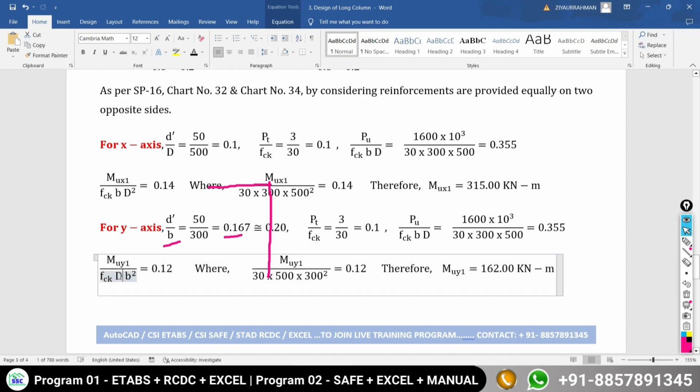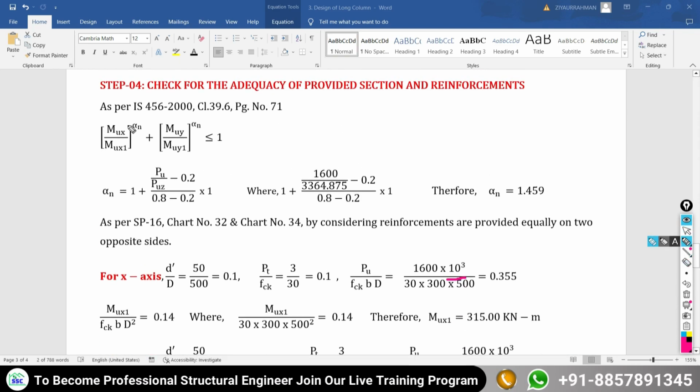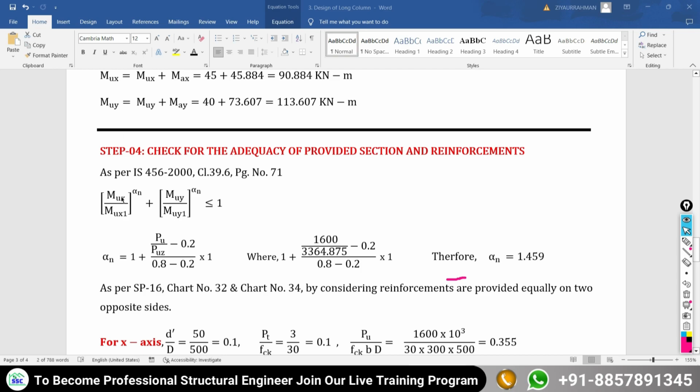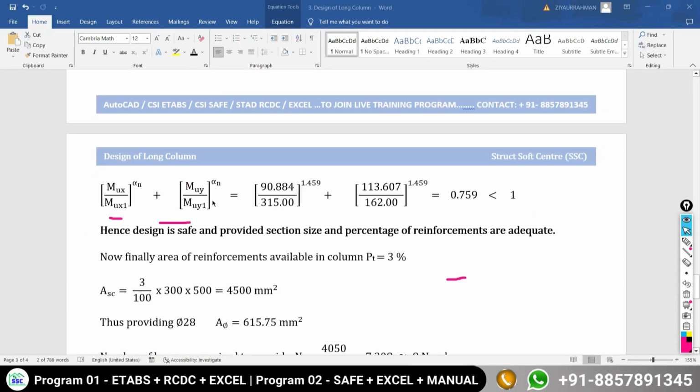Now at this time D will be alone and B square will be there, because it is about y axis, or about minor axis. So after doing the calculation, we are getting the value of mu y1 as 162 kilonewton meter. Now we have all the values to put in this equation: mux design moments, mux and muy divided by mux1 moment resisting capacity of the section, alpha n value. Put all the values in this equation. So after keeping all the values in this equation, we are getting the addition of these ratios as 0.759.